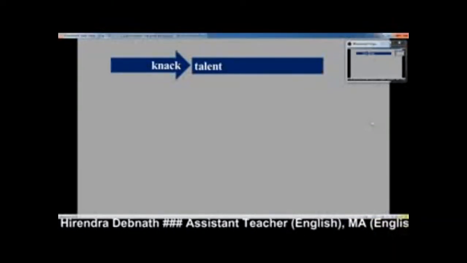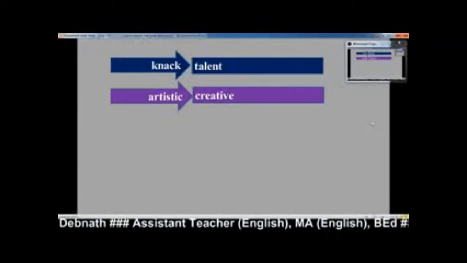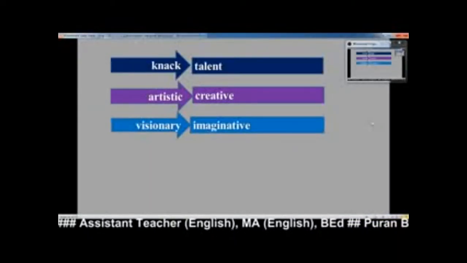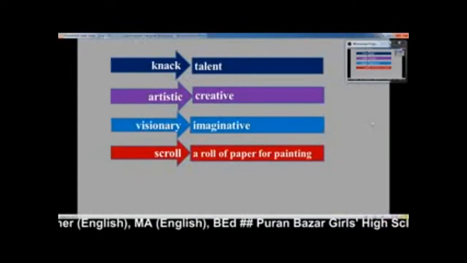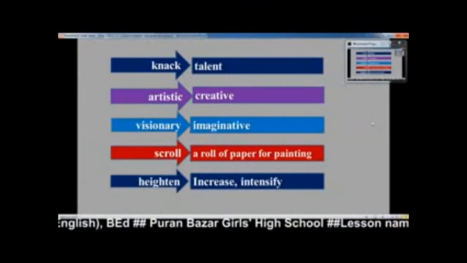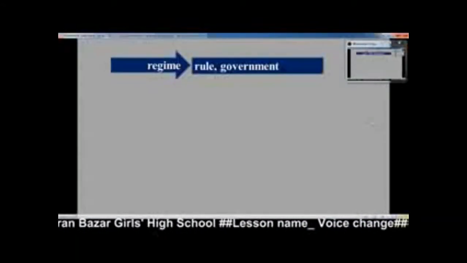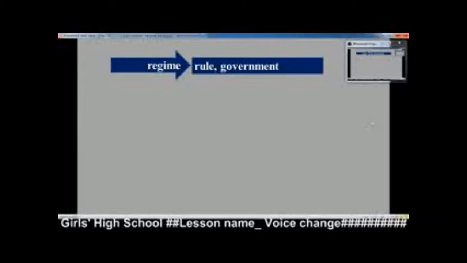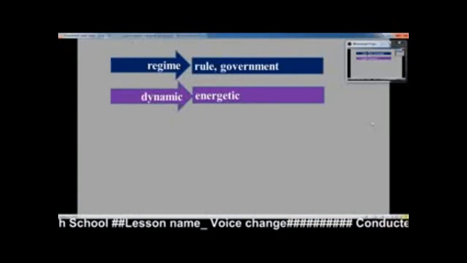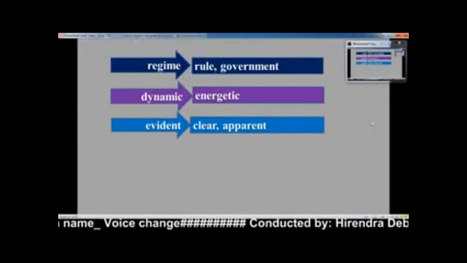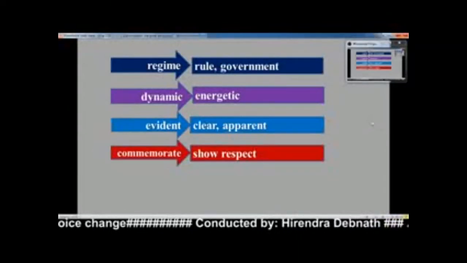Knack means talent. Artistic means creative. Visionary means imaginative. Scroll means a roll of paper for painting. Heighten means increase or intensify. Regime means rule or government. Dynamic means energetic. Evident means clear or apparent. Commemorate means show respect.